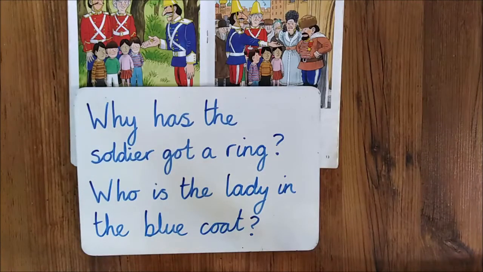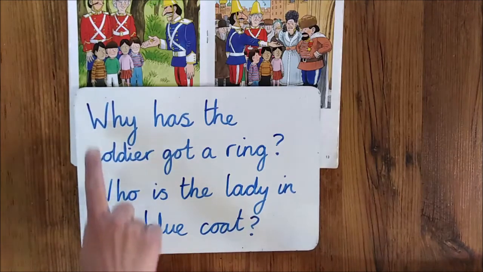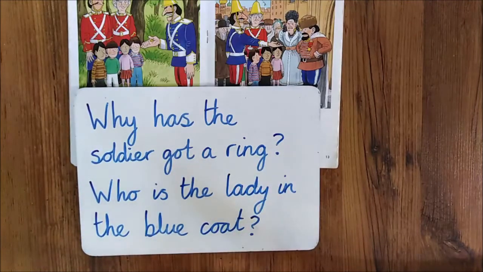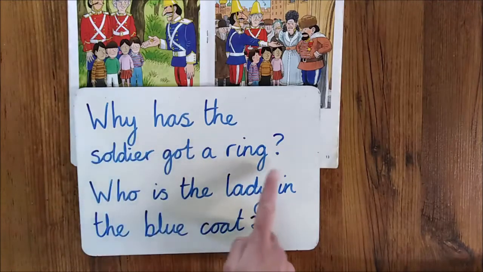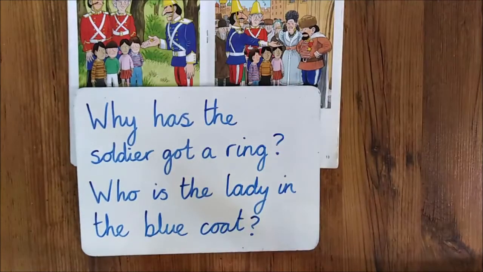Okay, welcome back. These are the sentences I have written. Yours will be completely different to mine, but there are some things you need to check. So my question sentences start with capital letters and they end with question marks. Then we need to check it's a question by checking that you can answer it. Why has the soldier got a ring? We can answer that. He might have the ring because he has found it on the floor. And who is the lady in the blue coat? Over here, I can answer that one. I can say she is the owner of the ring.